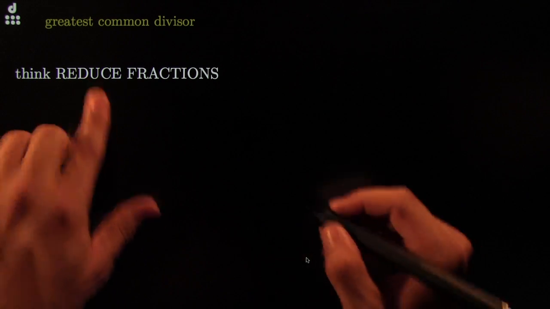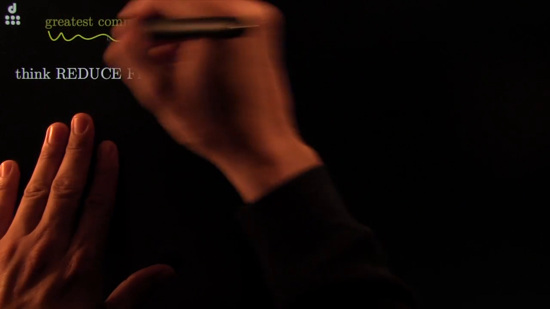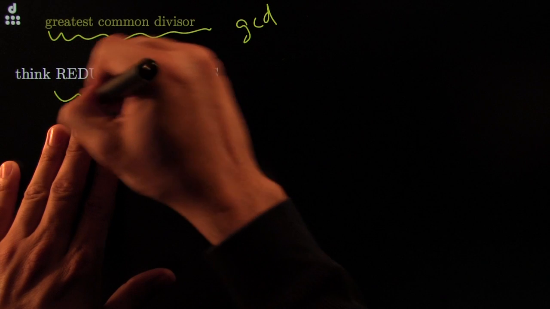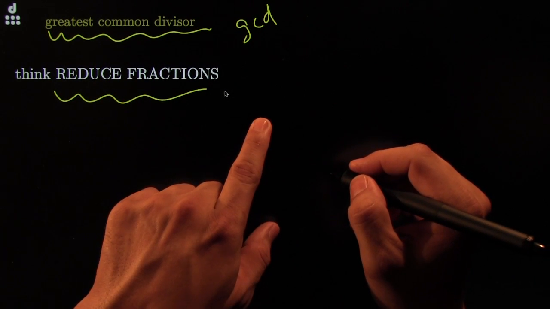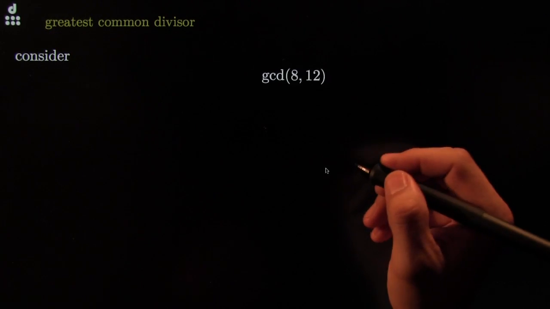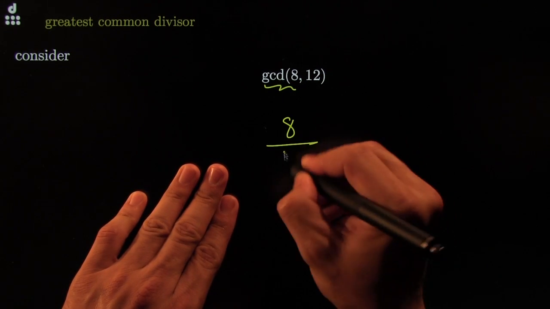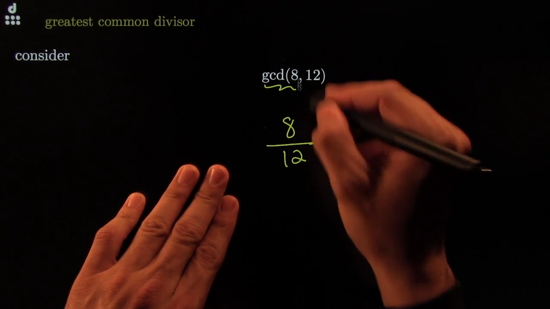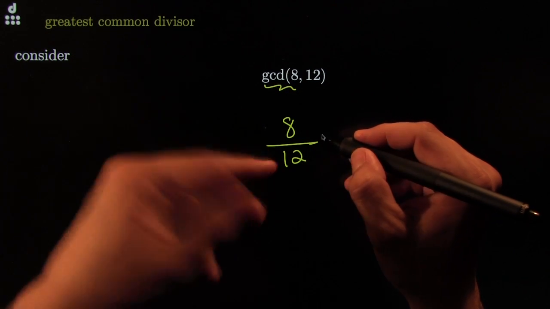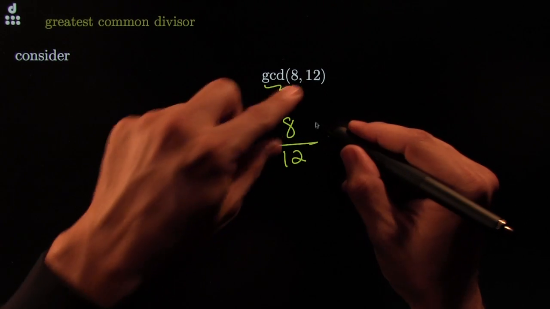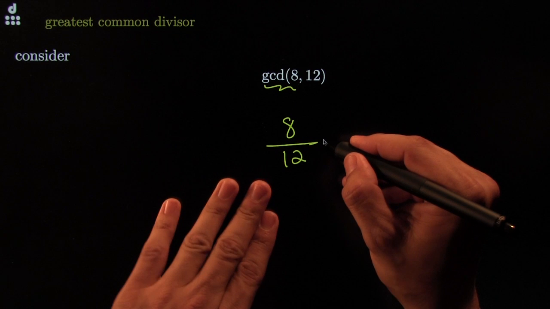So here we go. Whenever you think about greatest common divisor, GCD, you should think reduced fractions. I'm going to give you an example. Suppose you want the GCD of 8 and 12. Think reduced fractions. Just pretend for a second it was a fraction. It's not, but pretend it is.